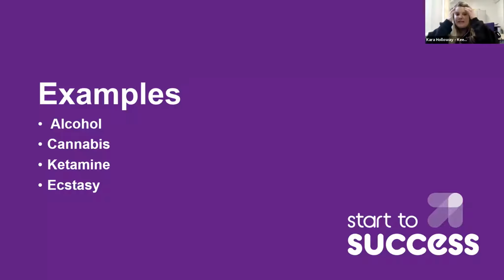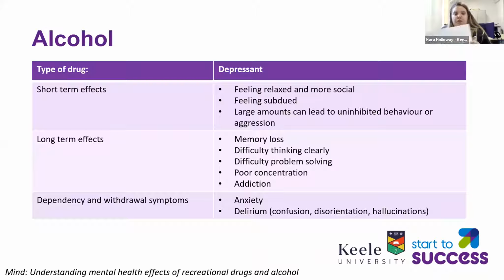So I'm going to share some examples now, just to give you an example of 4 commonly used drugs in the student population and their effects on student mental health as well. So the first I'm going to cover is alcohol. Obviously I'm aware that alcohol is legal, but it is actually the most toxic of the more commonly used drugs that students will use.